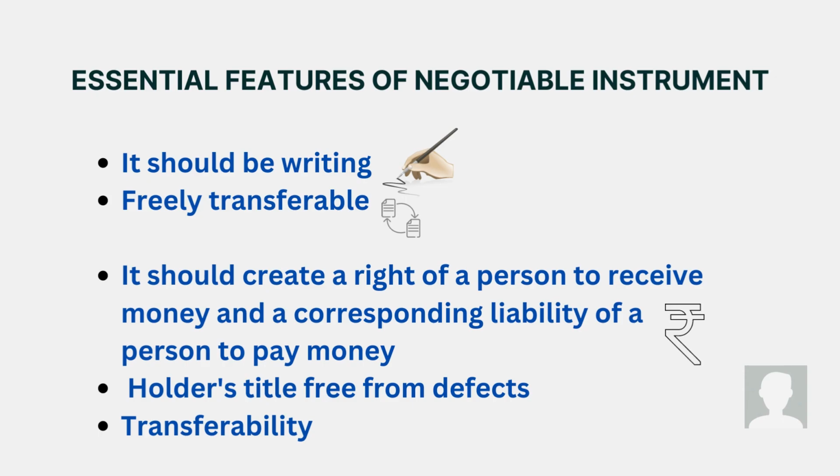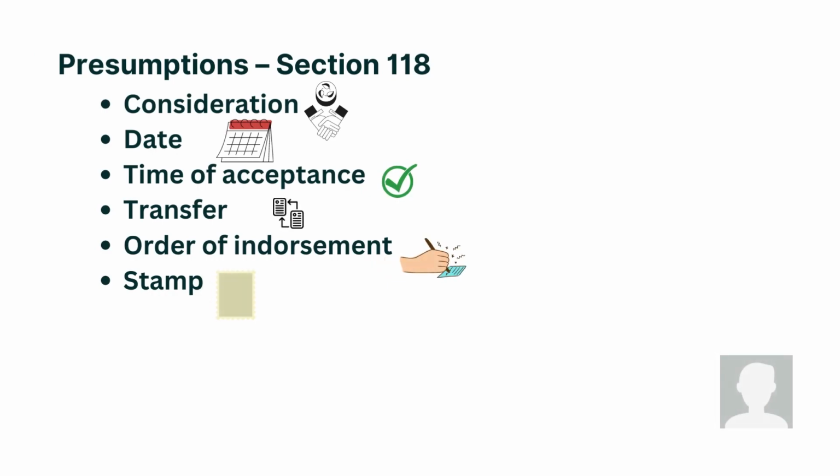Transferability. A negotiable instrument can be transferred ad infinitum, that is, it can be transferred any number of times till its payment. Presumptions, Section 118. A negotiable instrument is subject to certain presumptions.